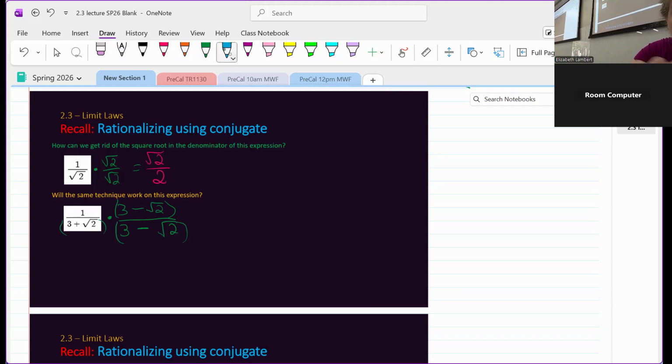And what this actually creates is a FOIL situation. So on top, 1 times the thing is the thing. So we have 3 minus the square root of 2 on top, and that stays. On the bottom, though, 3 times 3 is 9, minus 3 square roots of 2, plus 3 square roots of 2. So it seems like your way doesn't work that well either.